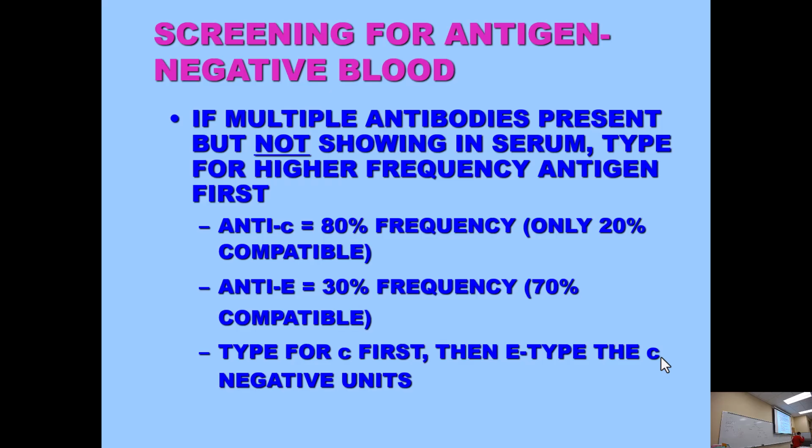So always type for the higher frequency antigen first because it's going to be harder to find this one. Then we can search these and probably find one of those. Does that make sense?